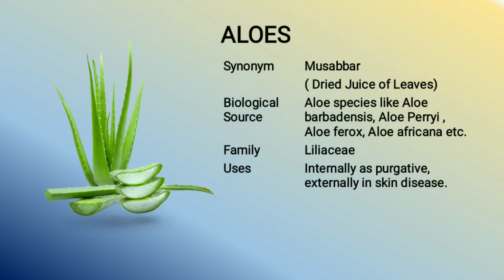Let's begin, students. Do you know what this is? This is aloe vera, right? Generally we call it aloe. Its synonym is musabbar and it is the dried juice of leaves. The biological source is Aloe species like Aloe barbadensis, Aloe perryi, Aloe ferox, Aloe africana, etc., belonging to family Liliaceae, and it is used internally as a purgative and externally in skin disease.